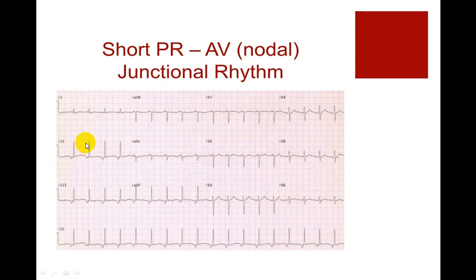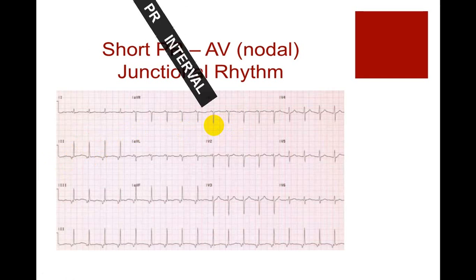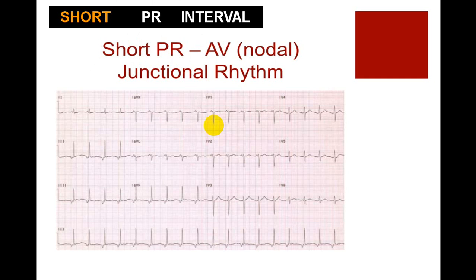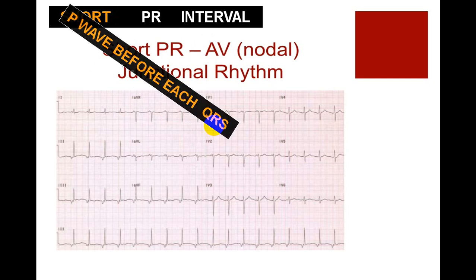And as the rate is fast, this is a junctional tachycardia. Normal junctional rate is between 40 to 60. Here the rate is more than 100. So this is called junctional tachycardia. So, short PR interval example: rhythm-wise junctional and rate-wise tachycardia. So we call it a junctional tachycardia.